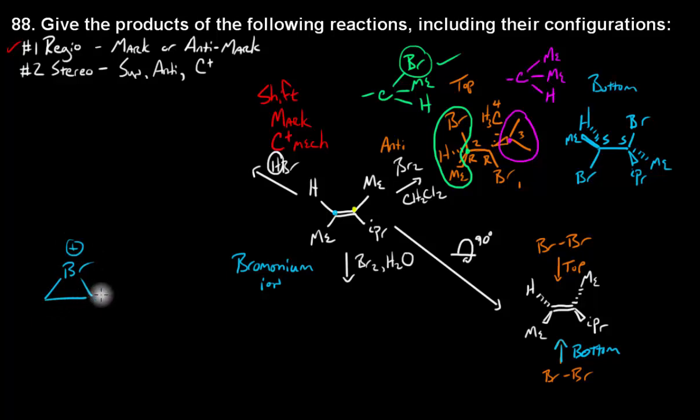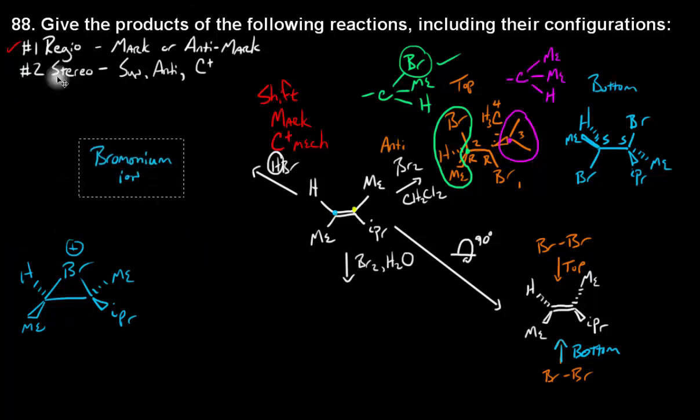And let's think about the actual intermediate for this case. So we have bromine from the top, methyl, and we have isopropyl. And then we also have hydrogen and the methyl. Okay, so same identical bromonium ion mechanism. So I'm just going to move this over to the left a little bit. Let's move this over. And so this is one possibility.